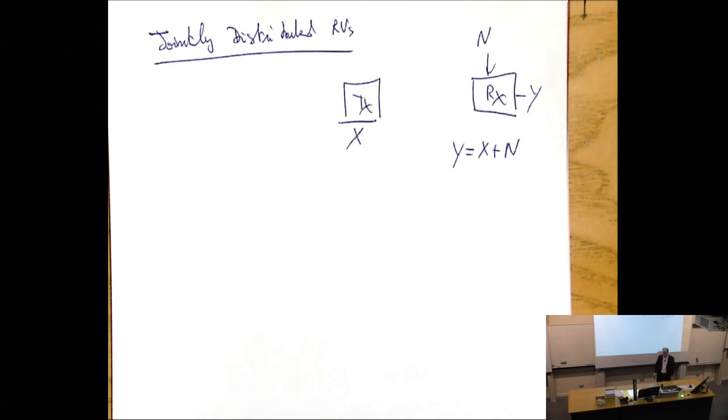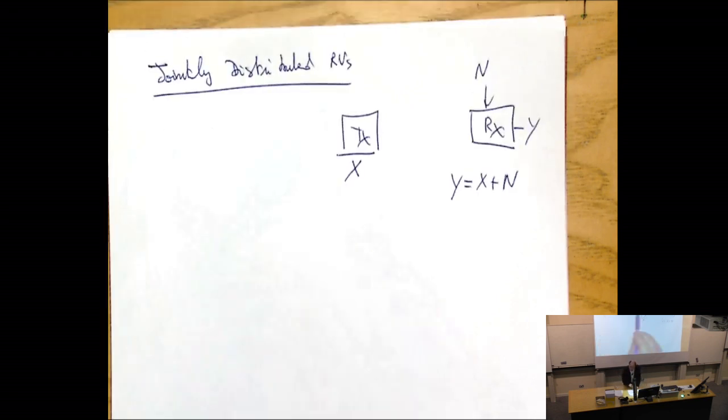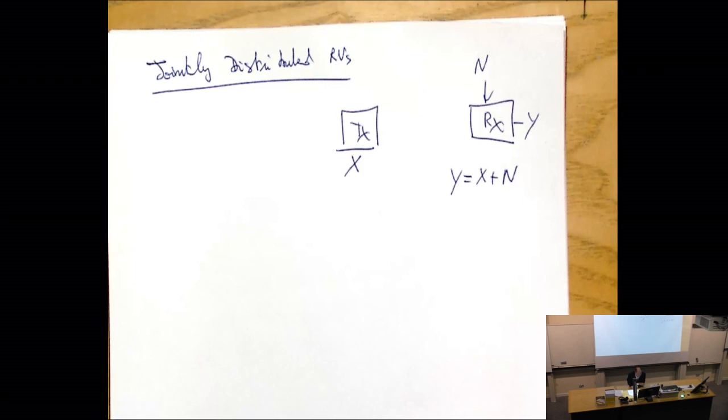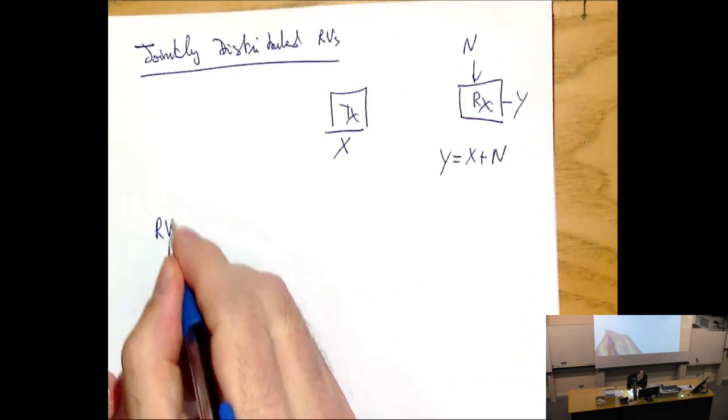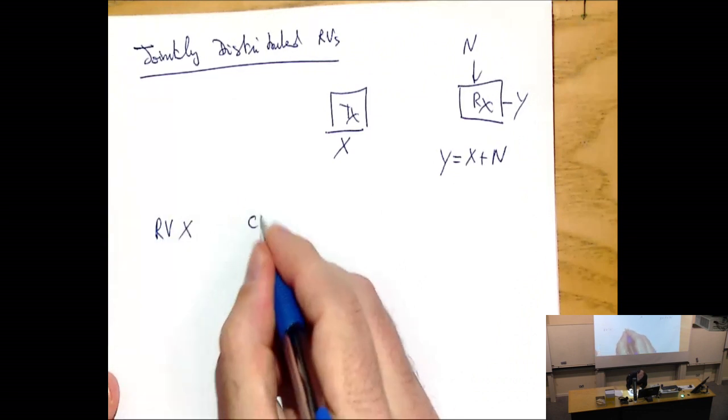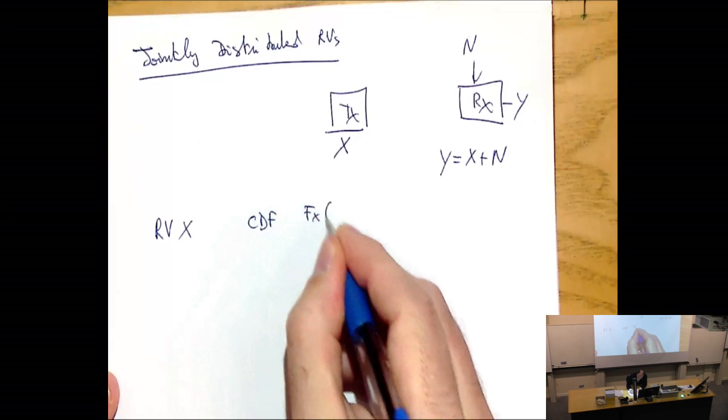So this is a problem where you have two random variables, and the question is how you are going to model this. Rather than looking at each random variable independently, we need to look at them jointly, and this is why we define the notion of jointly distributed random variables. So we looked at, if you have a random variable x, the CDF of x, right?